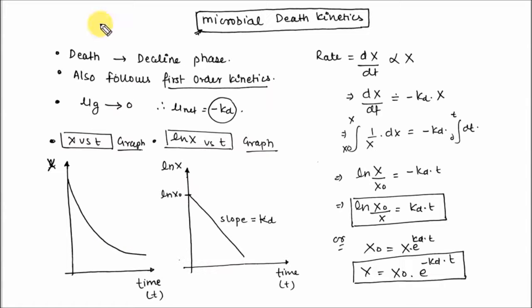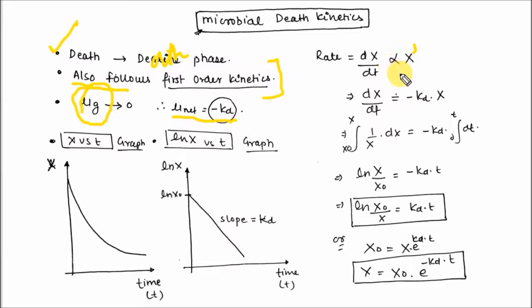Let's see the microbial death kinetics. Death occurs in death phase. It also follows first order kinetics, that is the rate is dependent upon x. Mu g is 0, that is growth is 0 in the death phase, so mu net is equal to minus kd. Similarly here the rate is directly proportional to x to power 1, that is first order kinetics.